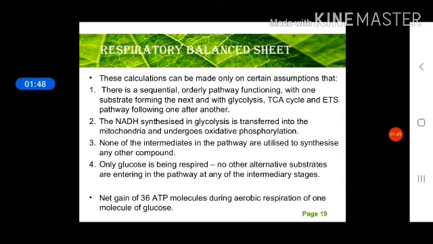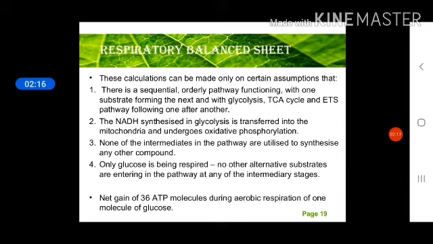The first assumption is that there is a sequential, orderly pathway functioning, with one substrate forming the next, and with glycolysis, the TCA cycle and the ETS pathway following one after another. It means all these steps should be in a sequential manner.